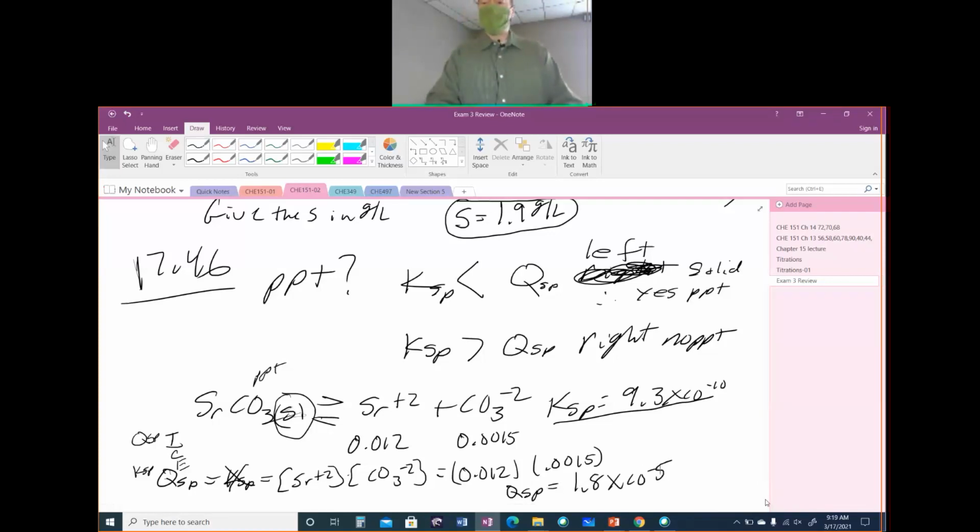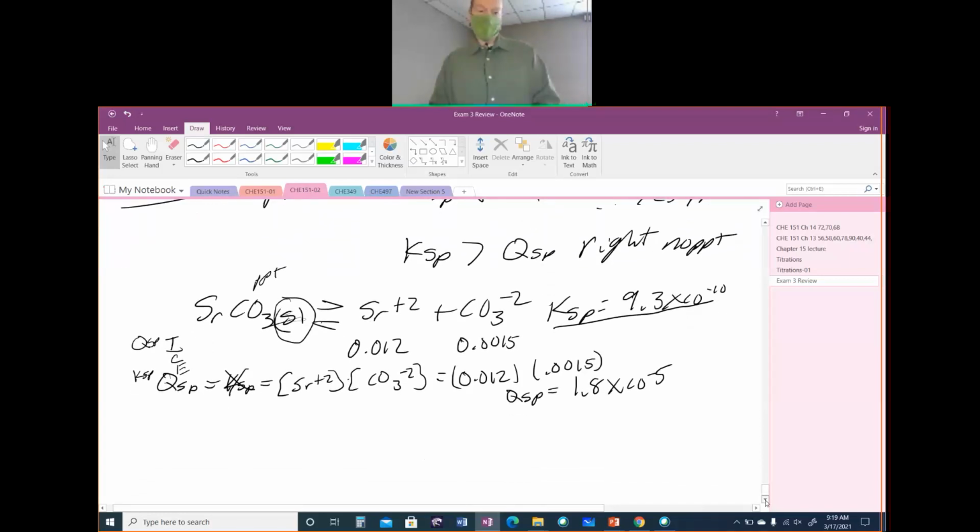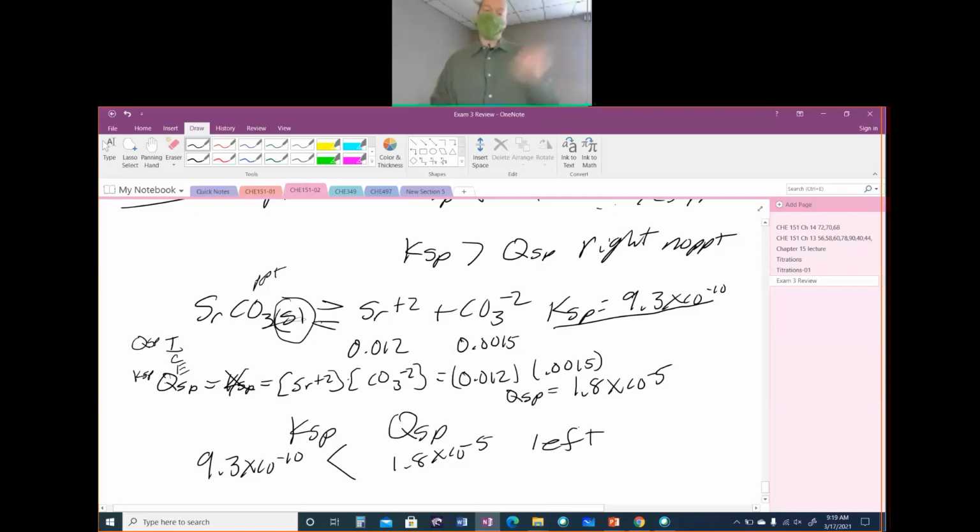All right, so now we got to compare that to our KSP. So we have our KSP versus our QSP. The K is a constant, 9.3 times 10 to the minus 10, and the Q is 1.8 times 10 to the minus 5. And so we see that the KSP is much less than the QSP. So the reaction is going to the left. This side is the left, and that means precipitate.